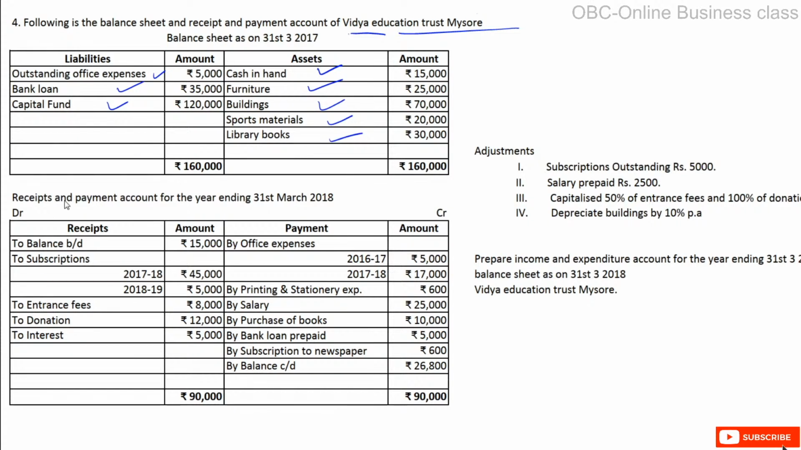Next is the receipts and payment account. We'll start from the receipts side. To balance brought down is nothing but the cash in hand of last year, so that will be this amount. Next is subscription. Here, they are given a year-wise distribution of the amount. Like here, 2017-18 it's 45,000, 2018-19 is 5,000. If they are given like this, that is quite easy.